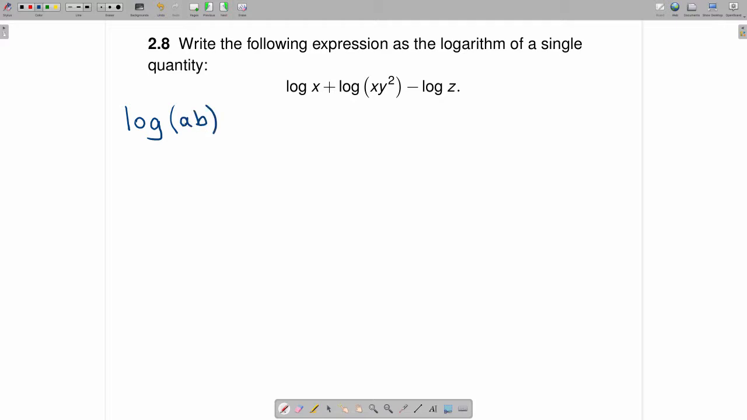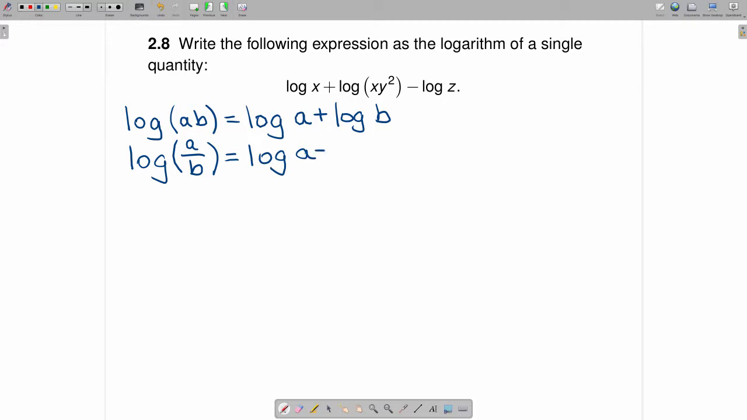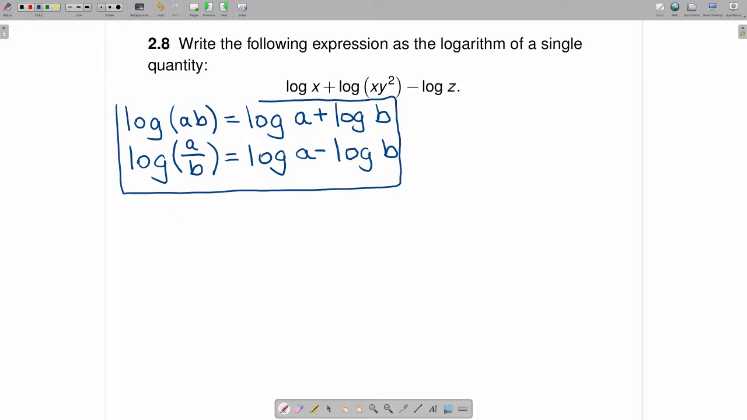If you take the log of one quantity times another quantity, that is going to be the logarithm of the first plus the logarithm of the second. There's a second one that we're going to apply here, which is the logarithm of one thing divided by another thing, and that turns out to be the logarithm of the first minus the logarithm of the second. So those are the two formulas that are going to be used as we're trying to calculate the value of the log of x plus the log of xy squared minus the log of z.